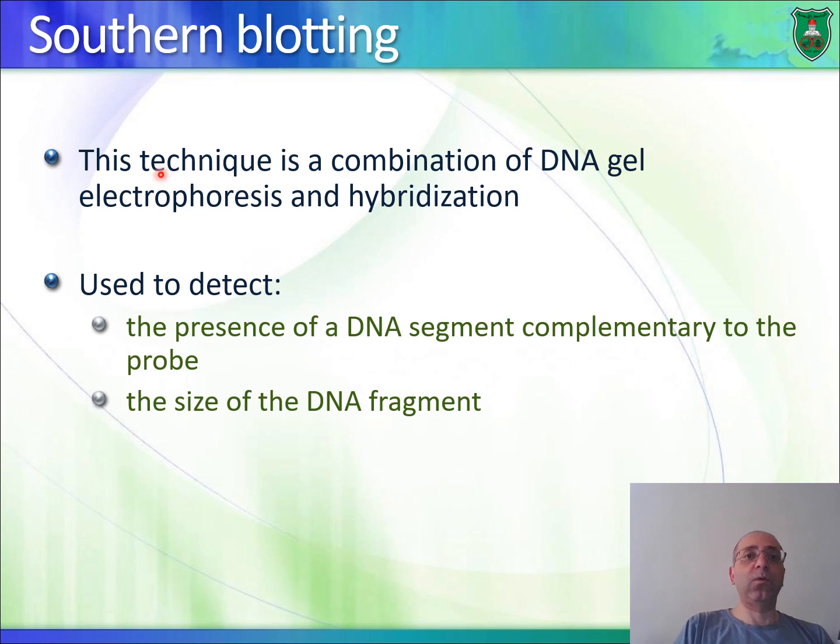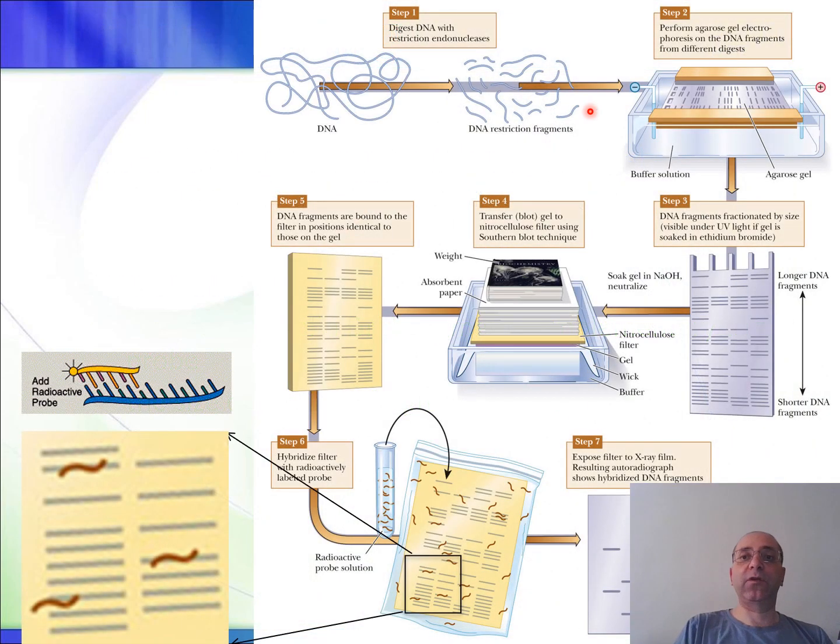Okay, so what southern blotting would allow us to do is to detect the presence of a DNA segment that is complementary to a probe, just like dot blotting. And number two, we can determine the size of the DNA fragment. Now, how do we do that? Well, we do electrophoresis followed by dot blotting, and that's how we do it.